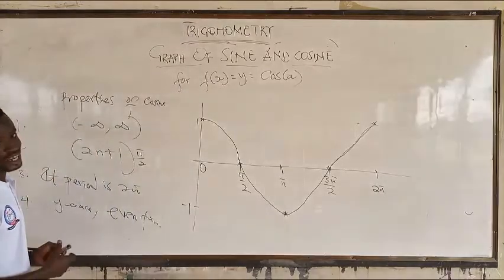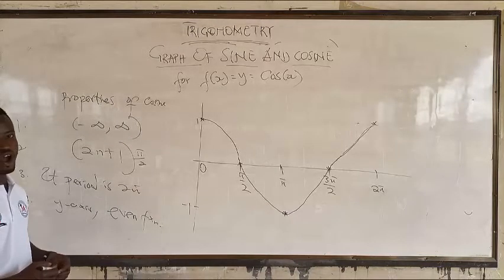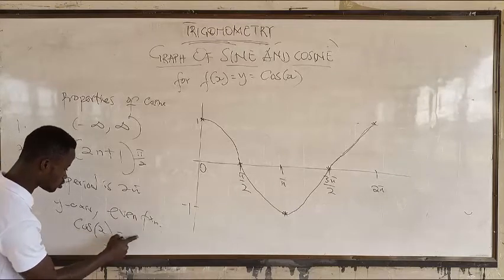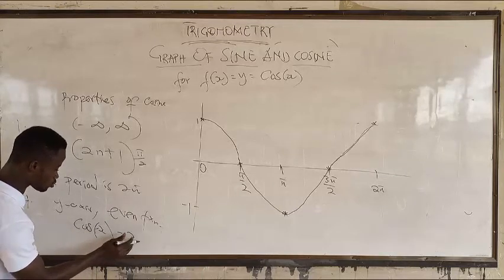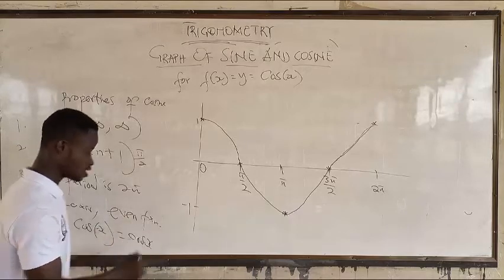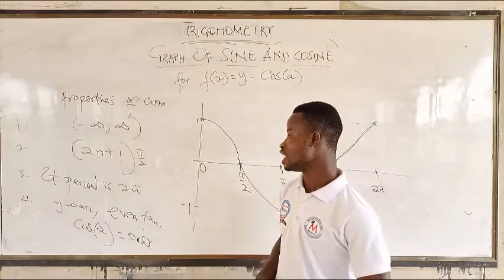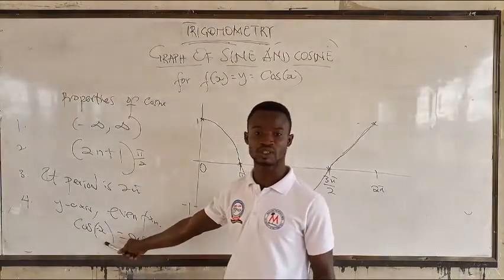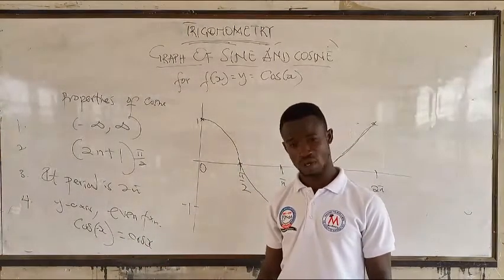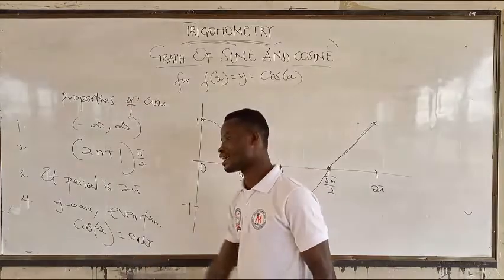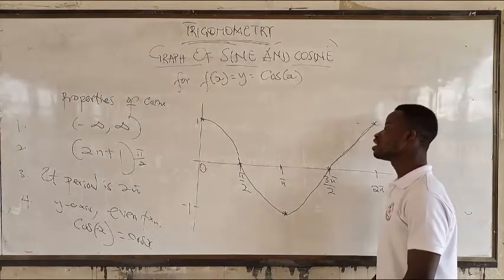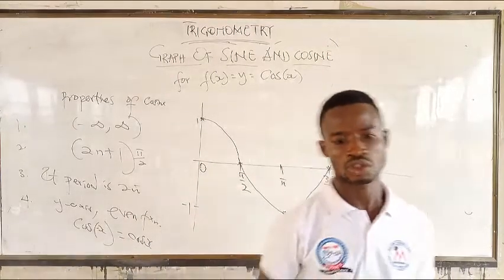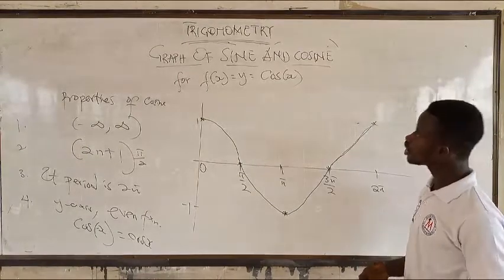And since it's an even function, that means that for all x in the domain, cos x is equal to cos negative x is equal to cos x. What this means is that if you have a negative argument, when you compute, the result is going to give you positive, no matter what is there. So that is called an even function because it's symmetric on the y-axis. Very good. So that is that for cosine.